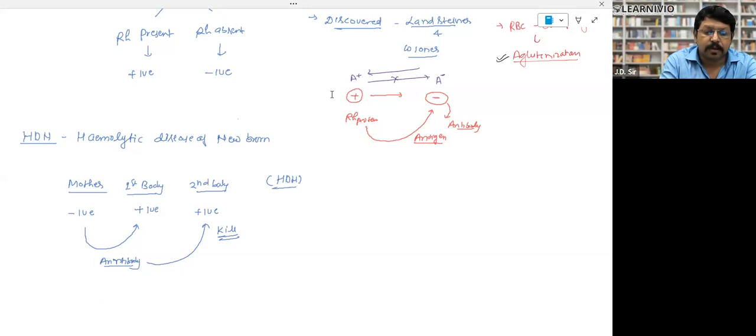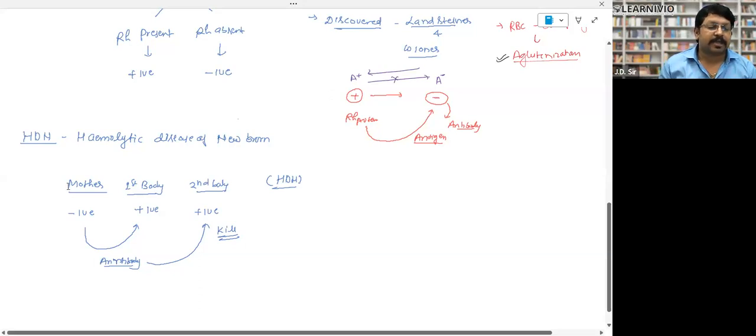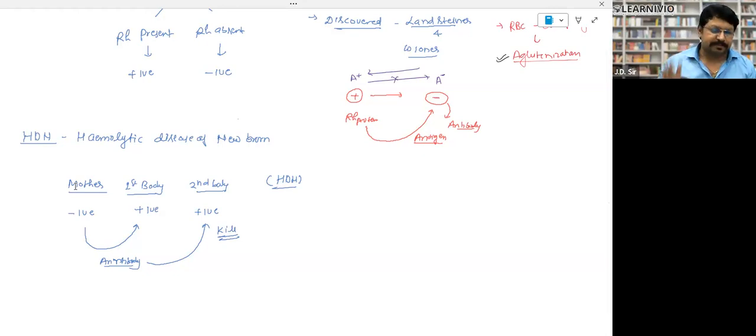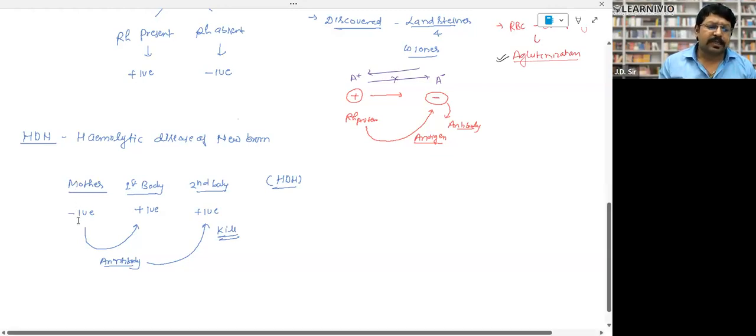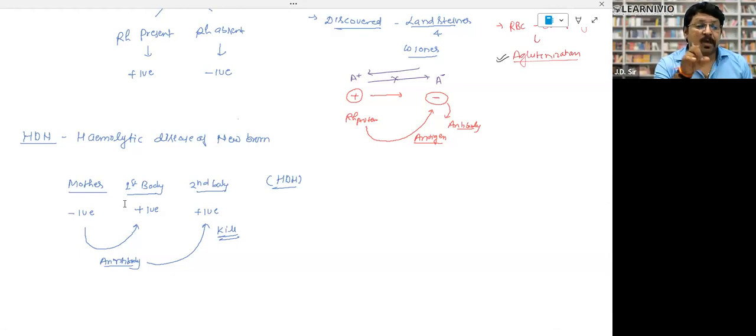What will happen? Rh positive, Rh negative, I have already told. Suppose that there is a mother. The blood group of the mother is negative, any negative, O negative, A negative, B negative, AB negative, whatever that. The blood group of the mother is negative, but the first baby which is inside the womb of the mother has positive blood. Normally, this point is to be noted from your 12th class. Normally, transfusion of blood does not take place between the fetus and mother through placenta. Does it take place or not? It does not.